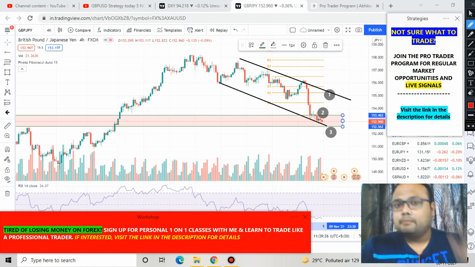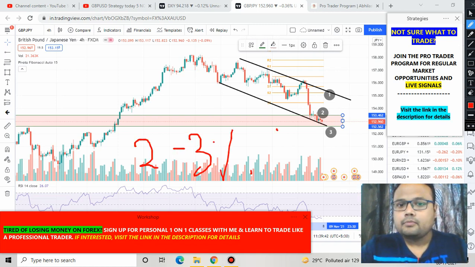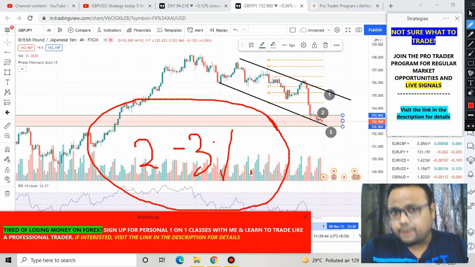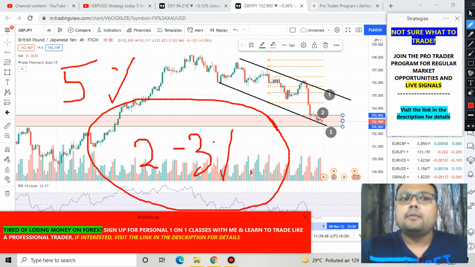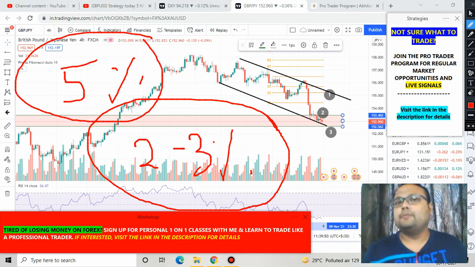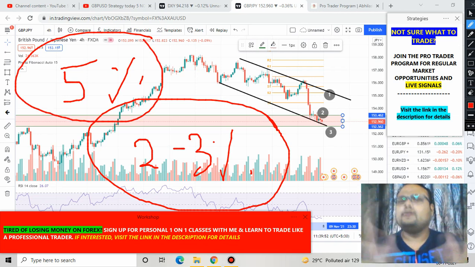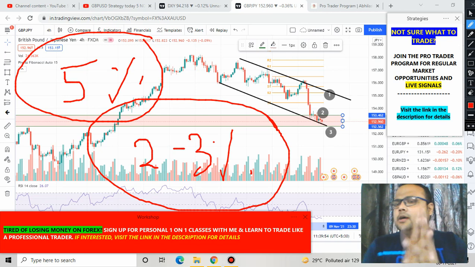My dear friends, this is my analysis. I can be wrong as well, so please follow proper risk management. Do not risk more than 2 to 3% of your trading capital. Max to max you can risk 5%, because for my wrong analysis, you should not be losing your whole capital. Risk management is extremely important, so please follow it.